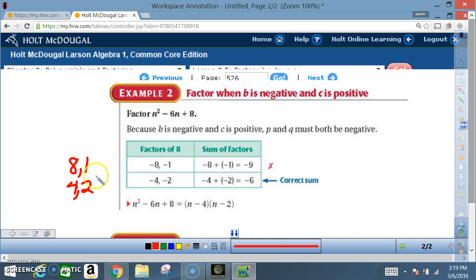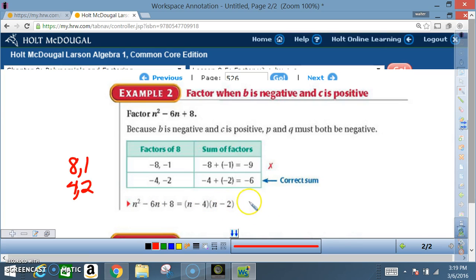Now, the question is, which one of these combinations, when I add them, would give me a negative 6? That's going to end up being negative 4, negative 2. Once again, negative 4 times a negative 2 is a positive 8. A negative 4 plus a negative 2 is a negative 6. So with that, I have my factors. n squared minus 6n plus 8 is equal to n minus 4 times n minus 2.